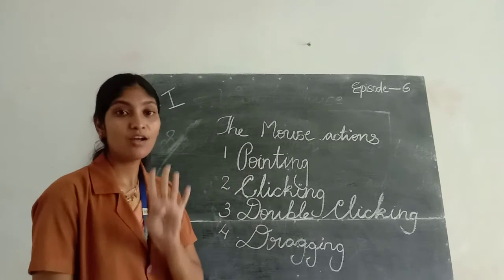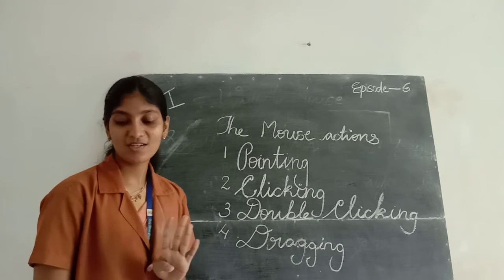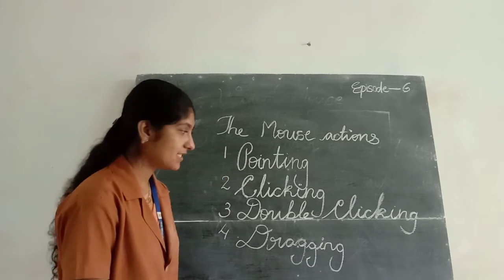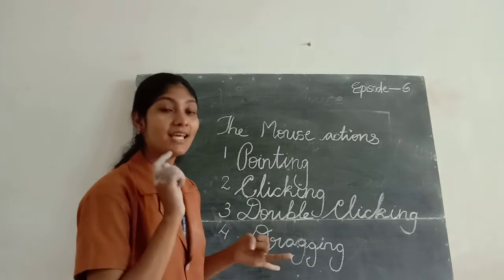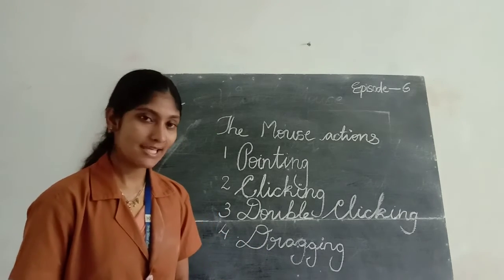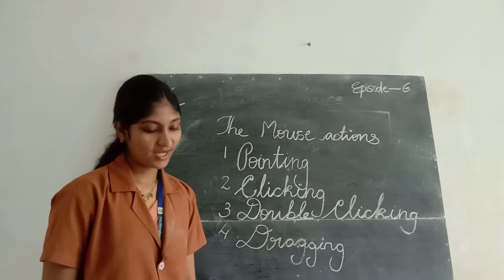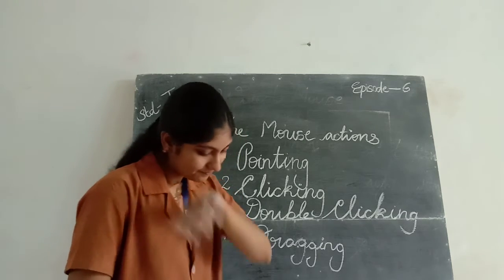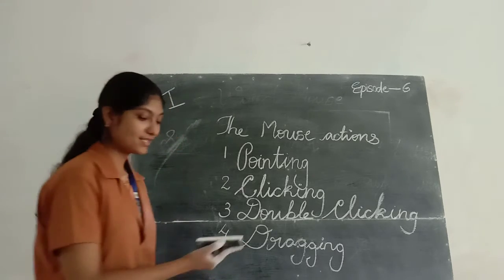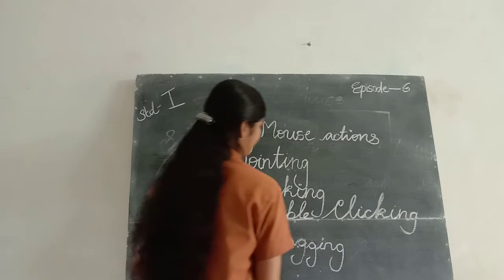So there are four mouse actions. Four mouse actions. What are they? Pointing, first one. Second one clicking. Third one double clicking. Fourth one dragging. Then let's discuss one by one. So first one is what? Pointing.